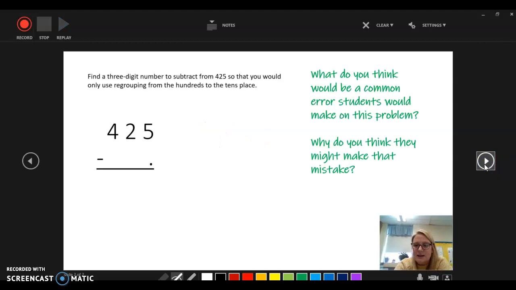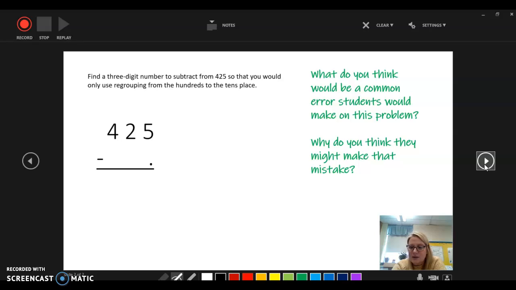We're going to go to the next slide, and the following slide is similar, same problem, only this time what you're going to be talking about and giving us some feedback on is what do you think would be a common error students would make on this problem.